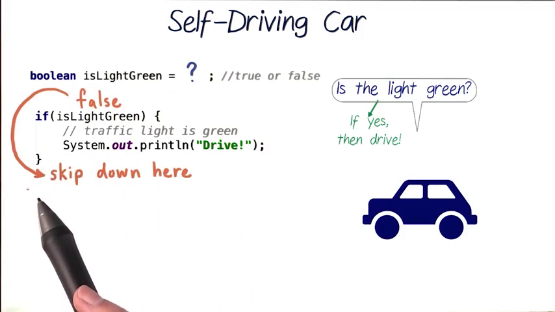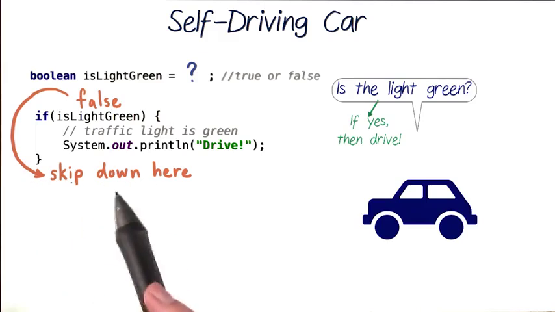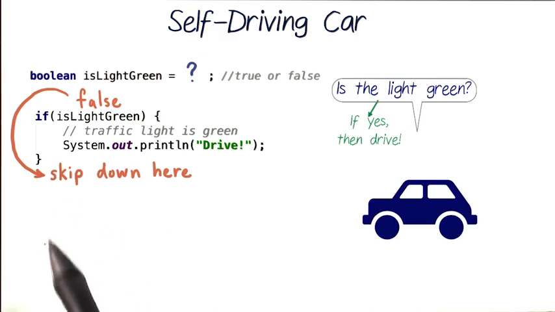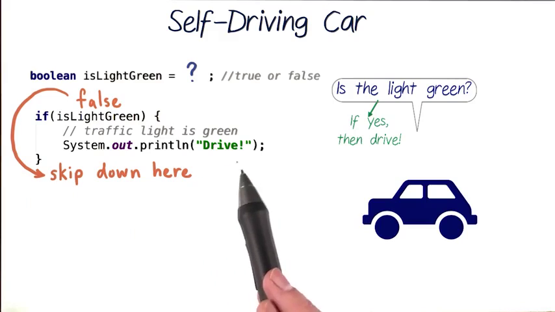If our test condition isn't met, if isLightGreen is false, Java will skip over our if code and go to the end of this closing curly brace. And if there were more lines of code down here, it would continue reading lines of code from here. So this is our finished if statement.